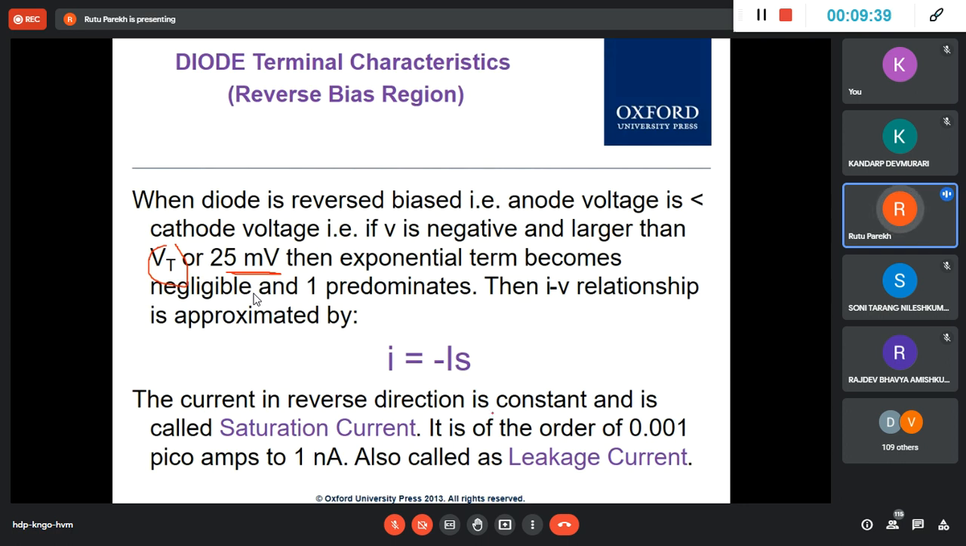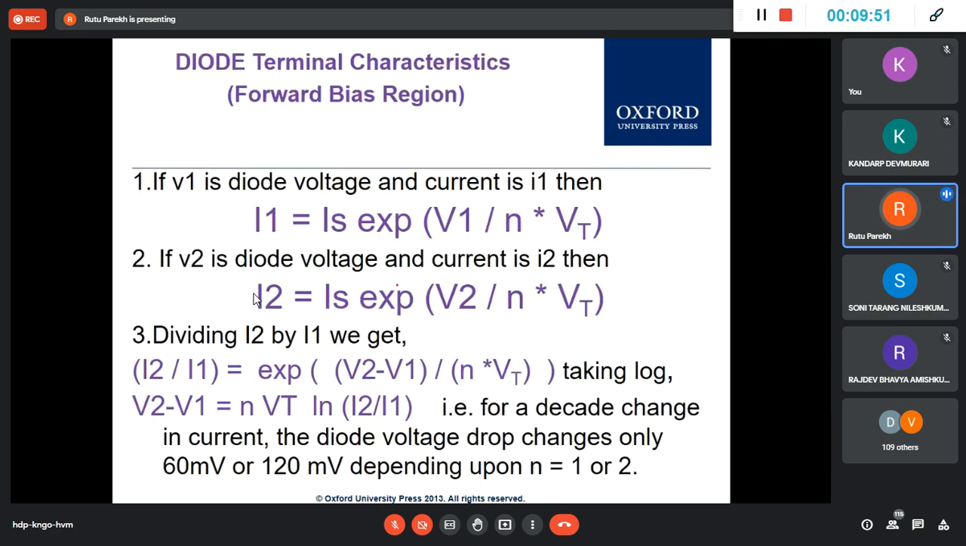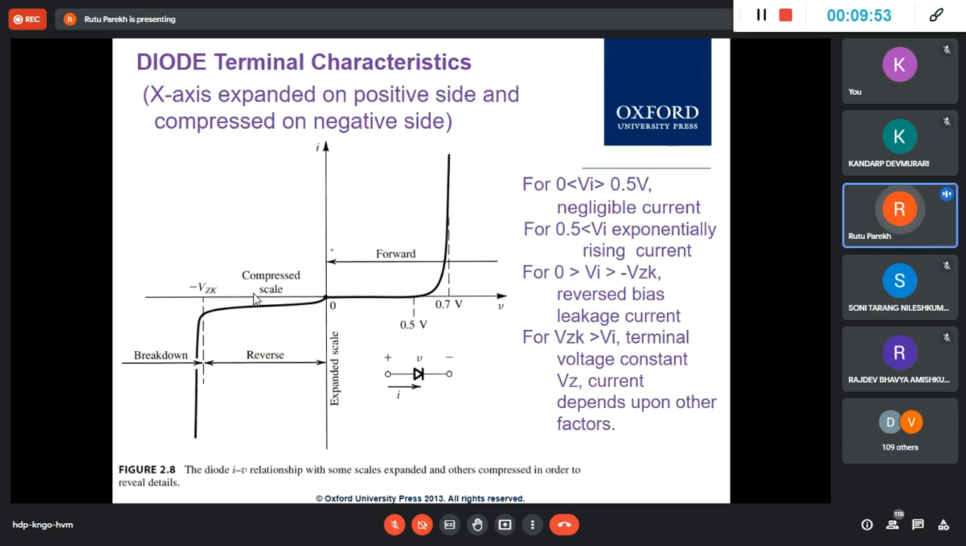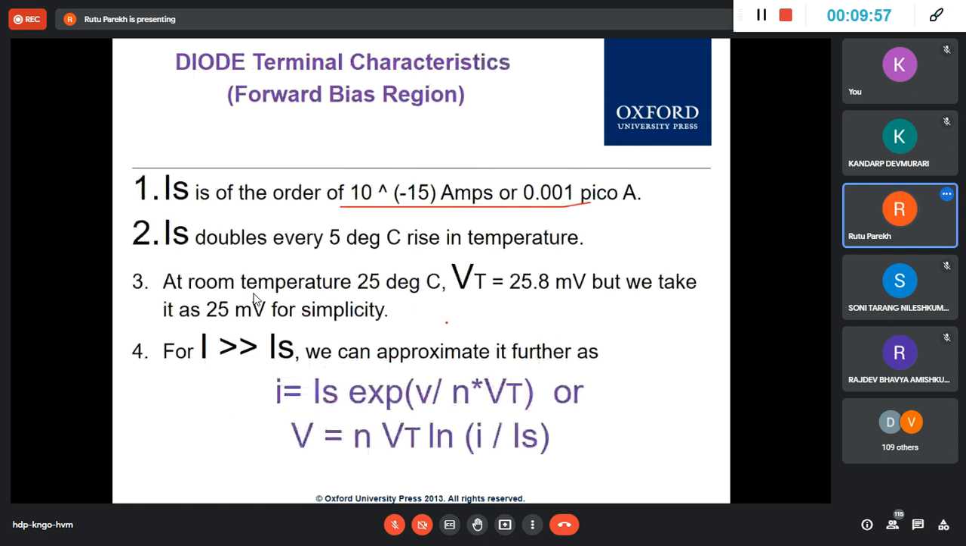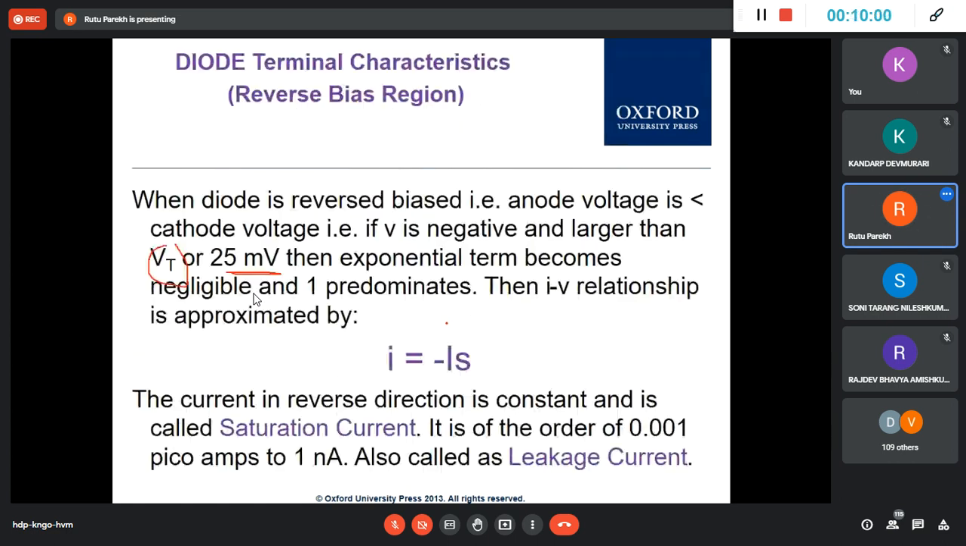So the current in the reverse direction is constant and is called saturation current, because for whatever V you are changing, the exponential term is negligible and your I is equal to Is. So it is almost constant, as you can see here, and it can be proved by the equation also. And it is of the order of 0.001 pico. Pico is 10 raised to minus 12.